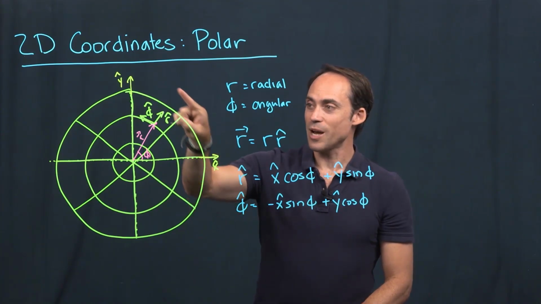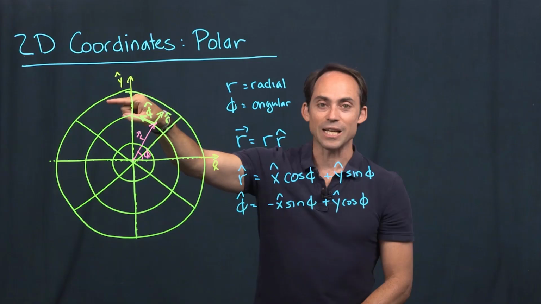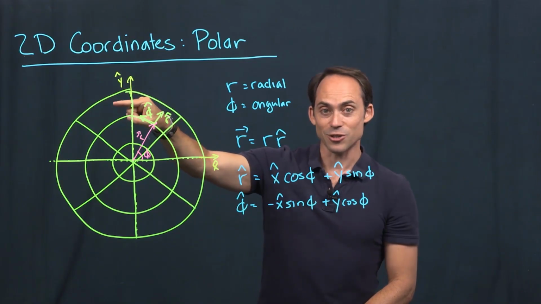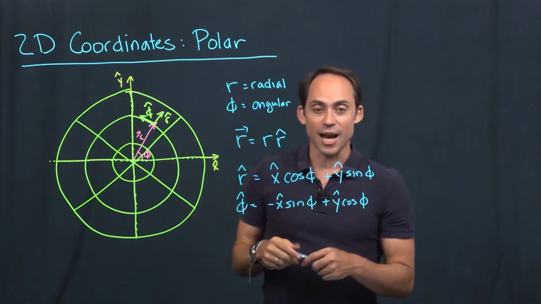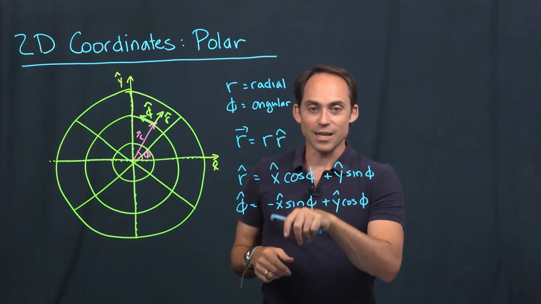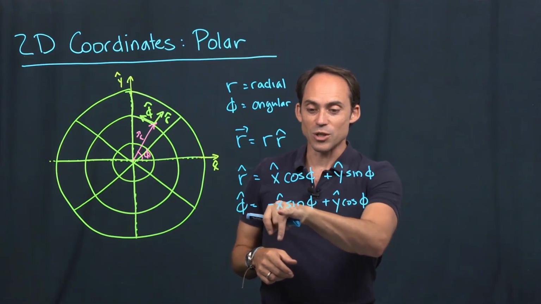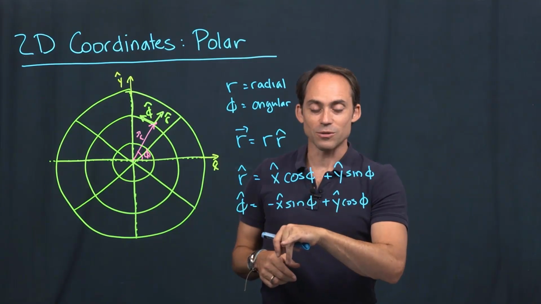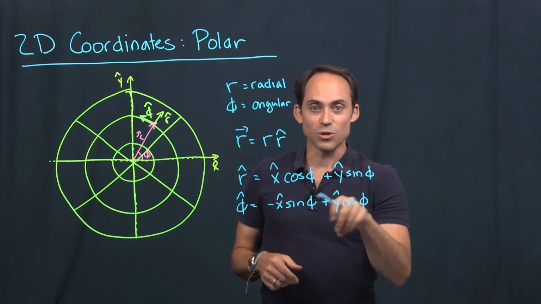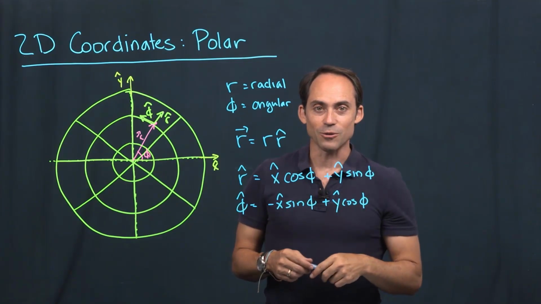As it rotates around to 90 degrees, it's pointing in the negative x hat direction. So let's stick in 90 degrees. Sine of 90 is equal to 1, so I should have something that points in the minus x hat direction. Cosine of 90 degrees is 0, so there's nothing in the y hat direction.